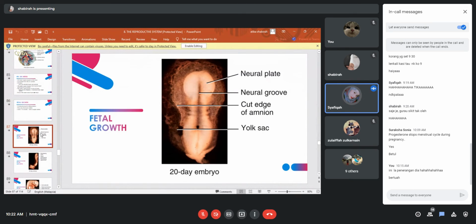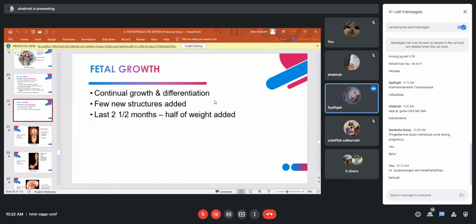Kalau last for 2.5 month, yang fetal growth ni dia akan half of weight added lah. Okay, so proceed to hormone.